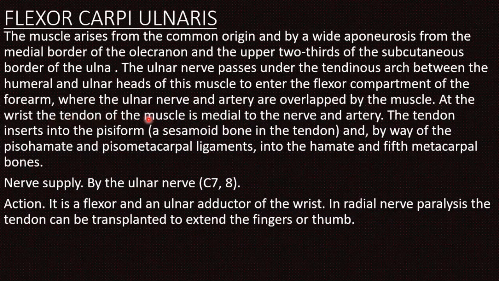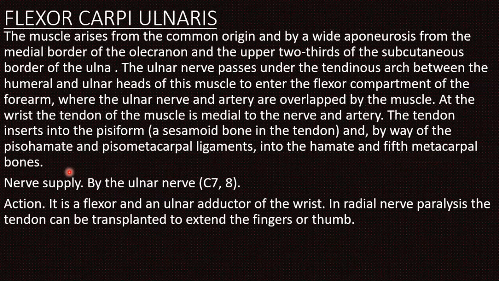Now, at the wrist, the tendon of this muscle is medial to the nerve and the artery. So you will start with the tendon, flexor carpi ulnaris tendon, then the ulnar nerve, then the ulnar artery. That is how they are arranged at the wrist. Now, the tendon usually inserts into the pisiform bone. Remember, pisiform is a sesamoid bone. And by way of the pisohamate and pisometacarpal ligaments, it is inserted into the hamate and the fifth metacarpal bones.